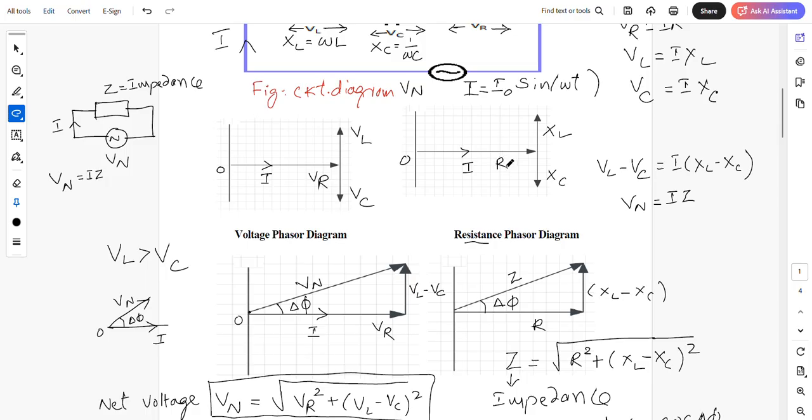Hope you understood this one. This is the way we write the resistance phasor diagram. This is the voltage phasor diagram. Both of these. Okay, this is understood.